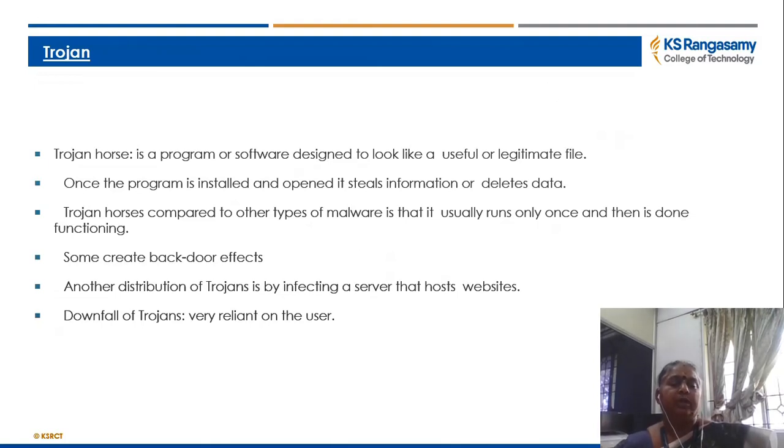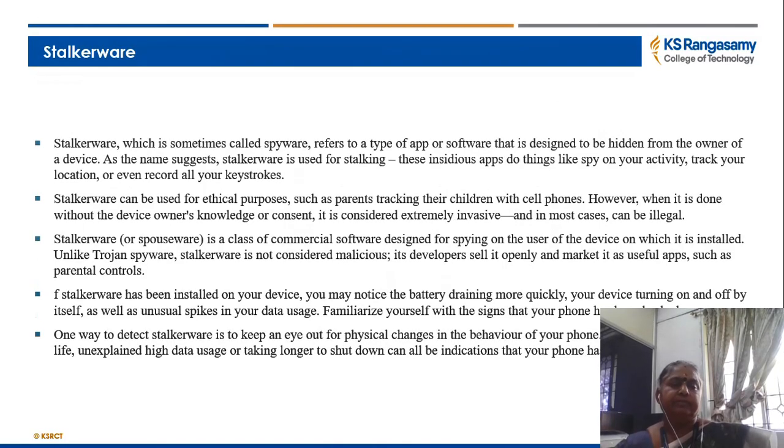A Trojan horse is a program or software designed to look like a useful or legitimate file. Once the program is installed and opened, it steals information or deletes data. Trojan horse, compared to other types of malware, usually runs only once and then is done functioning. Some create backdoor effects. Another distribution of Trojan is by infecting a server that hosts websites. The downfall of Trojan is that it is very reliant on the user.